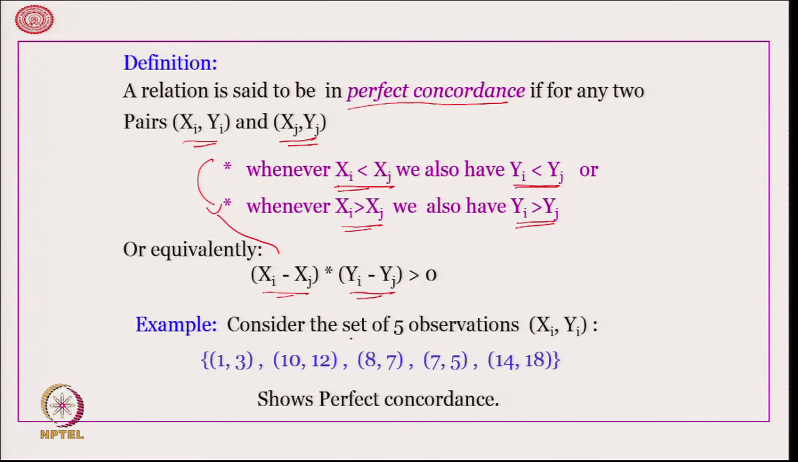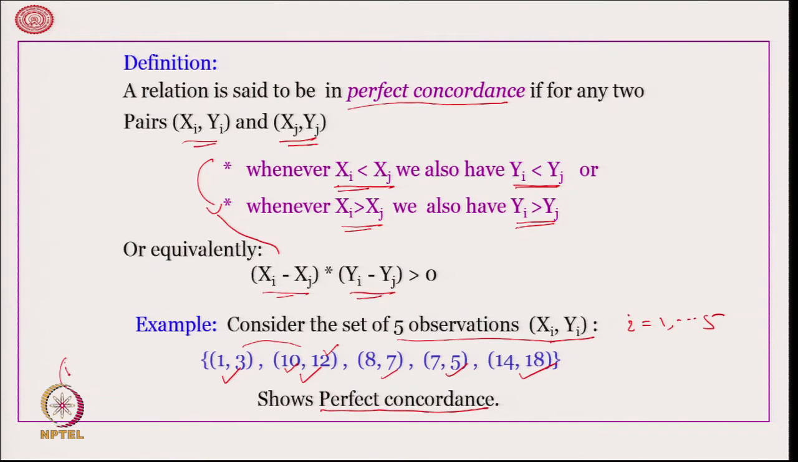For example, consider the set of 5 observations xi yi, i equal to 1 to 5: 1 3, 10 12, 8 7, 7 5, 14 and 18. Then we can see that it shows perfect concordance. For example, if we consider these two pairs, here in the first observation the value is increased and in the second observation the value is also increased.